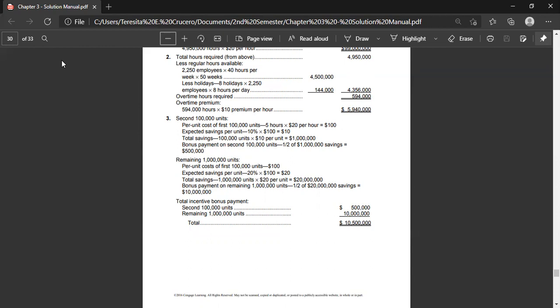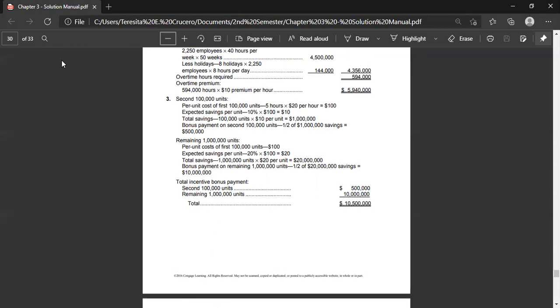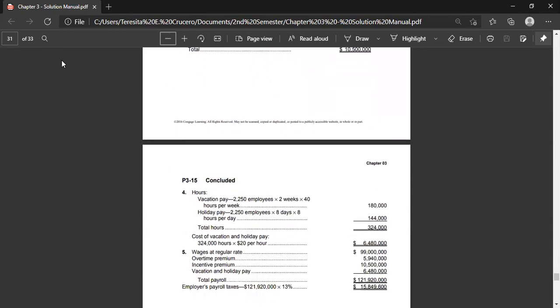So on the remaining 1 million units, the per unit cost of first 100,000 units is 100 as computed. The expected savings is 20. So the total savings on the 1 million units is 20 million. So the bonus payment on remaining 1 million units is one half of the 20 million savings. So 10 million. The total incentive bonus payment is 10.5 million. That's in requirement number 3.